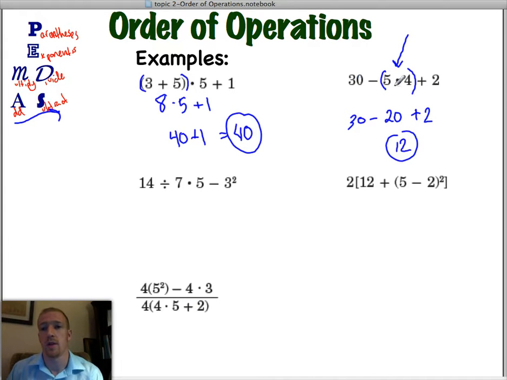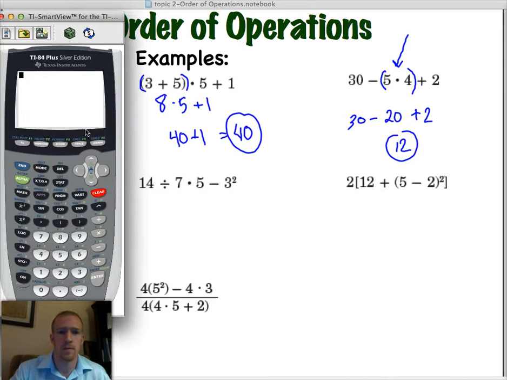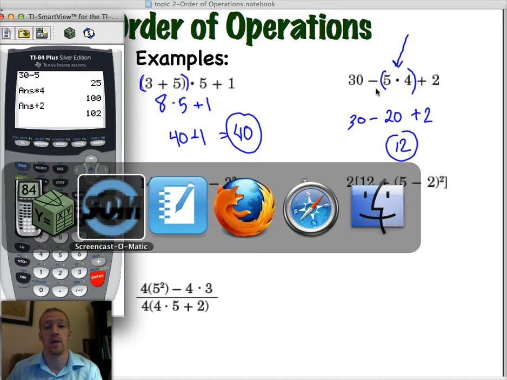Now, let's see what happens if we were to do this incorrectly. If we just would 30 minus 5 times 4 and just worked our way left to right. Let's see what would happen. So, if we had 30 minus 5 and then did times 4, and then add 2. See, we got a way different answer, 102 versus 12. So we can't just work left to right. We got to make sure we do our order of operations correctly and in the correct order.